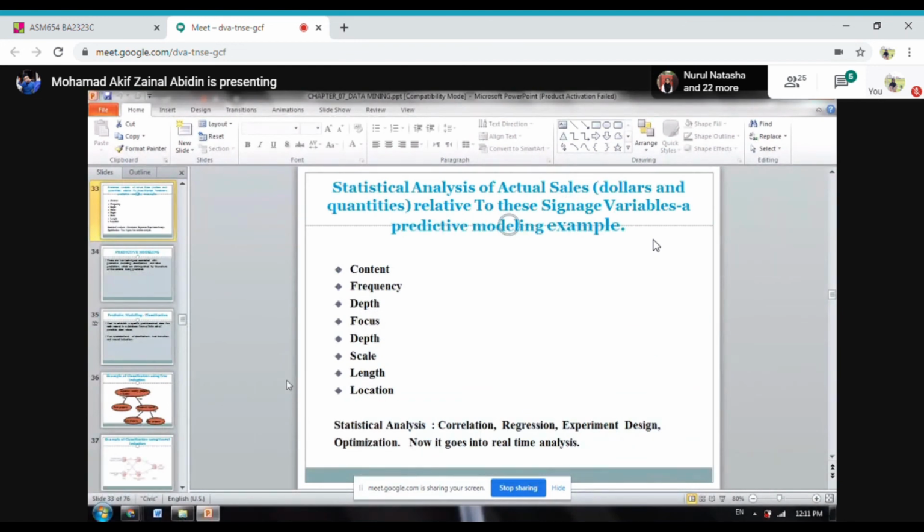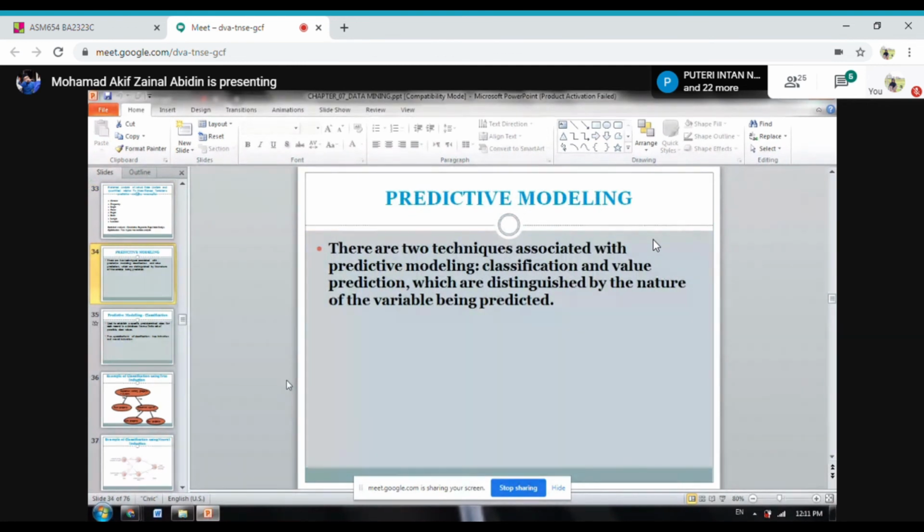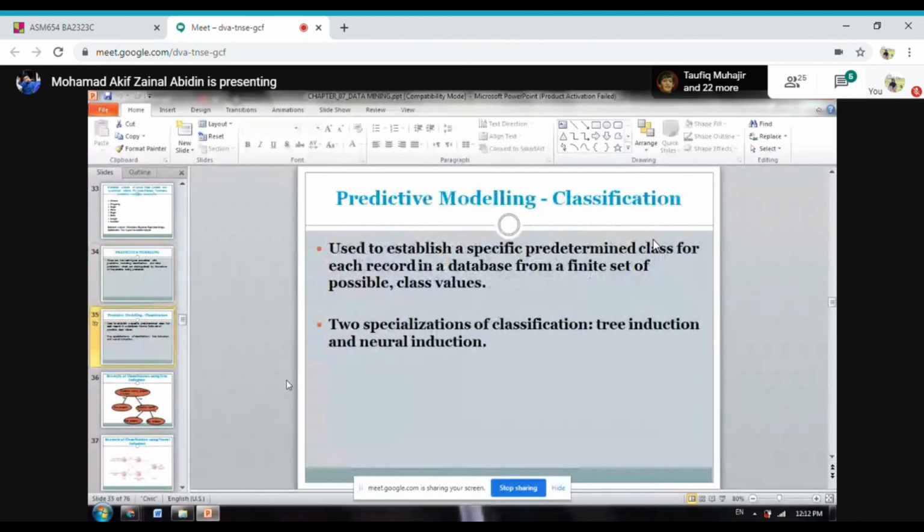Ni tak apa, ni just contoh analysis that can be done. Okay, next. Yang ni kita tak akan tanya. Alright, next ni ulang benda yang sama. Okay, classification. No, classification tadi. Patah balik. Yes, this one.